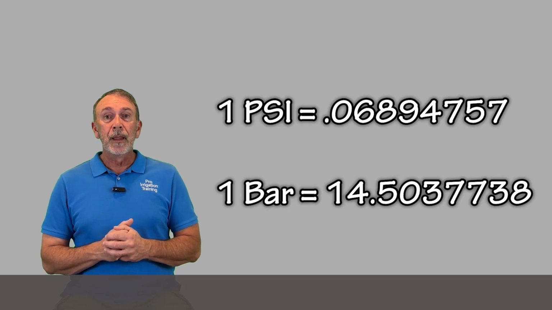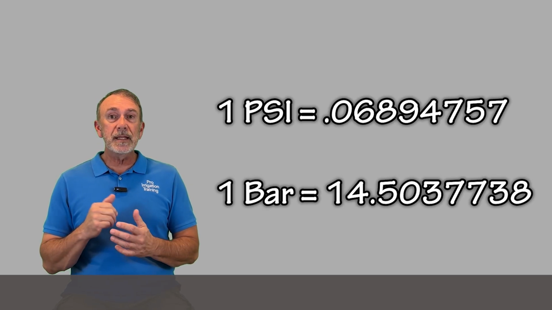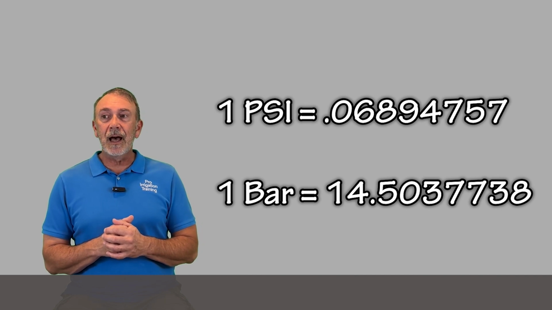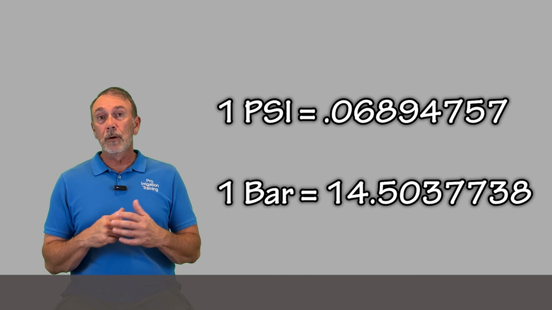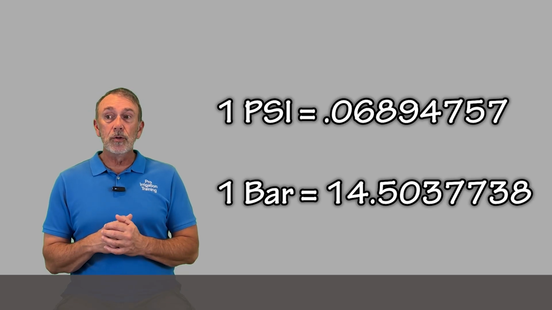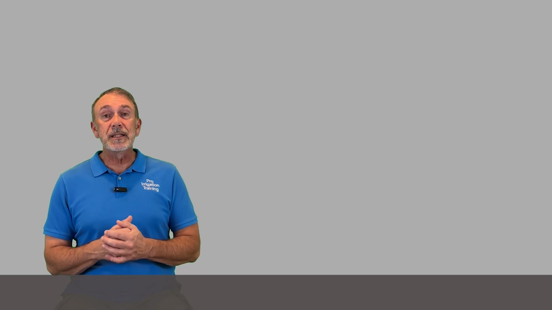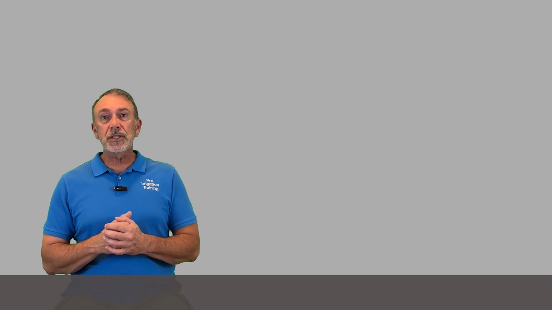But the conversion factor is this: 1 psi, 1 pound per square inch, equals 0.0689477 bar. And 1 bar equals 14.5037738 psi. Now, when you're calculating this out, you don't have to go 7 digits beyond the decimal point. I generally calculate it at 3 places. And a lot of times that's not even really necessary if you're trying to just come to your basic calculations for designing an irrigation system.